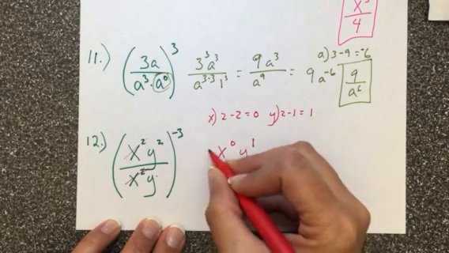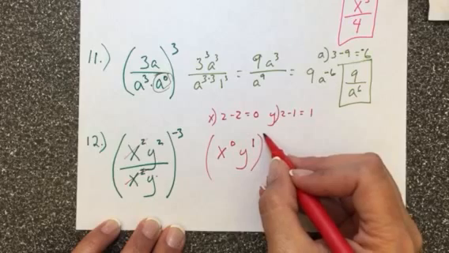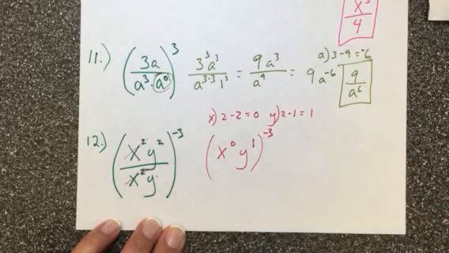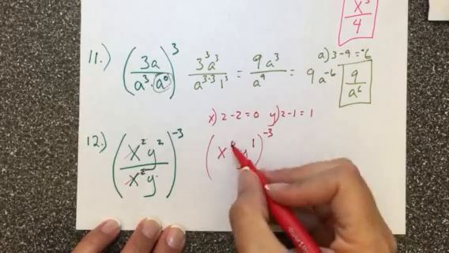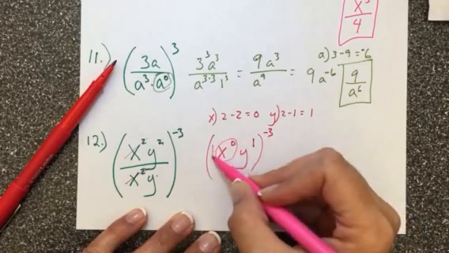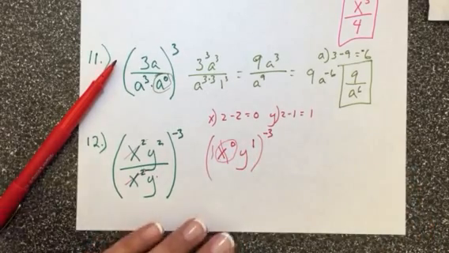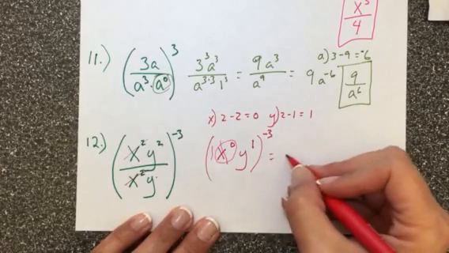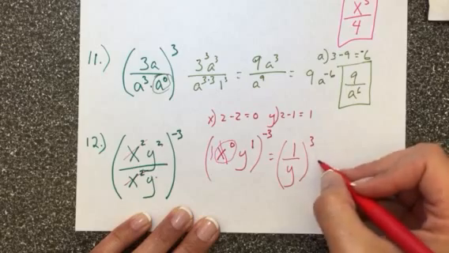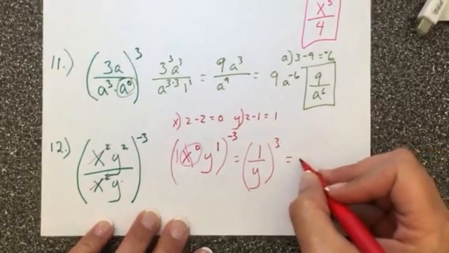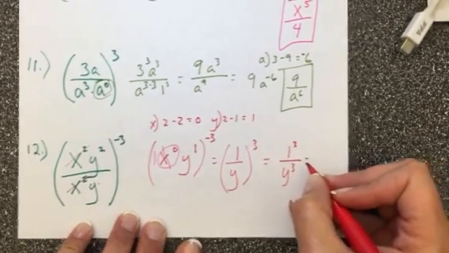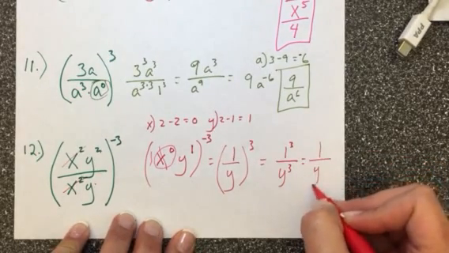And now we need to deal with our exponents. So the negative is going to give us the inverse. But before I even do that, I see that this x to the 0 is really equal to 1. So we're just going to cancel that out and call it 1. And then it will disappear because it's next to the y. So this is equal to 1 over y to the 3rd. And that's the same thing as 1 to the 3rd over y to the 3rd, which is equal to 1 over y to the 3rd.